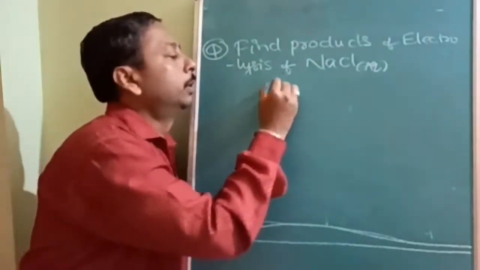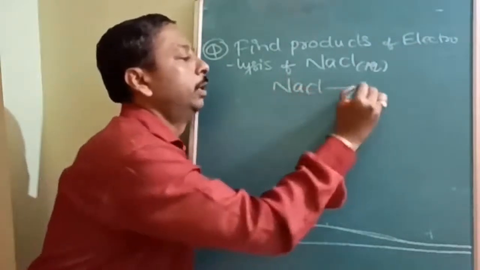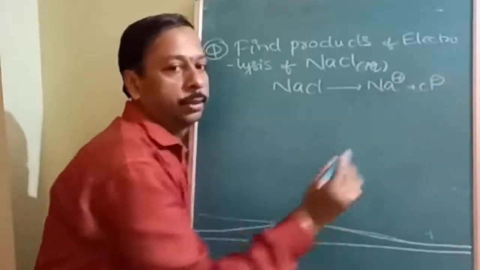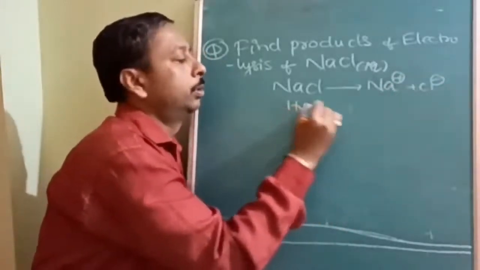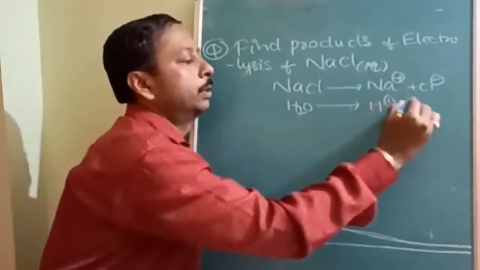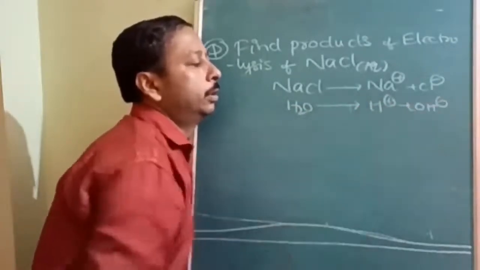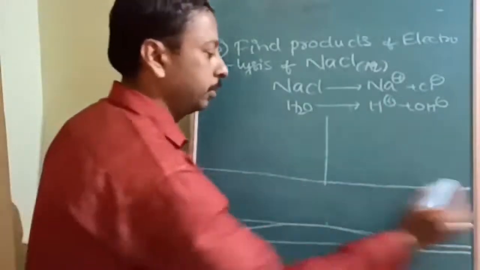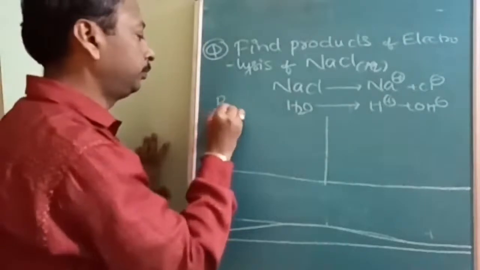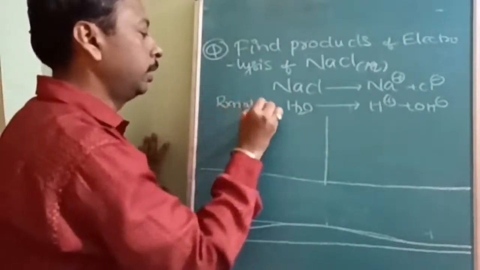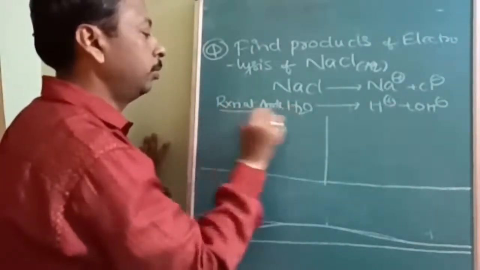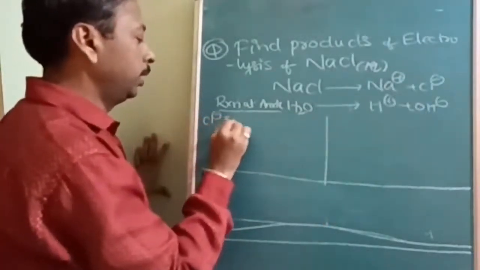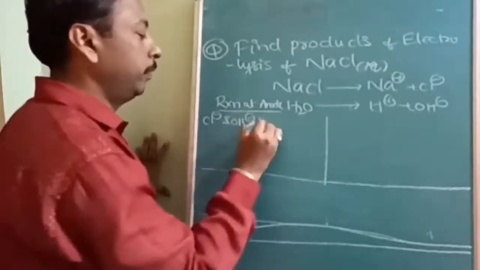Listen carefully. NaCl will give you Na+ plus Cl-. Okay, and H2O will give you H+ plus OH-. Okay, so then there will be how many parts in total? 3 parts. Okay, first is reaction at anode. Anode will be positive, so negative ions will approach. Okay, so Cl- and OH- will approach.